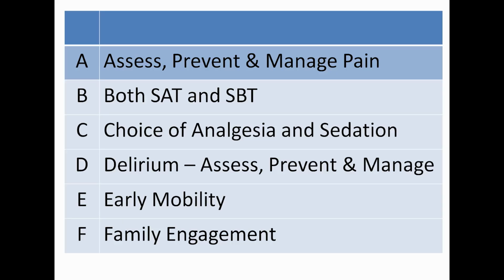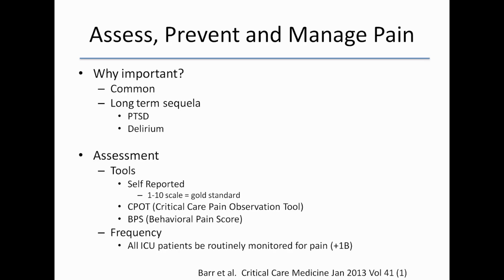Let's next turn to the individual elements of the bundle. So the first is the assessment, prevention, and management of pain. Why is the assessment of pain important? Well, pain is common in our patients who are in the ICU. Over 50% of the patients in medical and surgical ICUs report pain during their stay. There are significant long-term sequelae of pain. It is well established that there's an increased incidence of PTSD in patients who have pain, and there is an association of pain with the incidence of delirium.